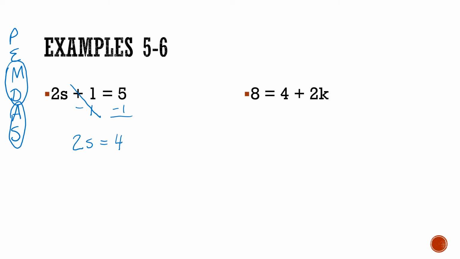Remember that that means 2 times s, so the opposite of multiplying would be to divide. We're going to divide by 2 because those will cancel. And if we divide by 2 on the left side, we're going to divide by 2 on the right side, which leaves us with s equals, and 4 divided by 2 is 2.